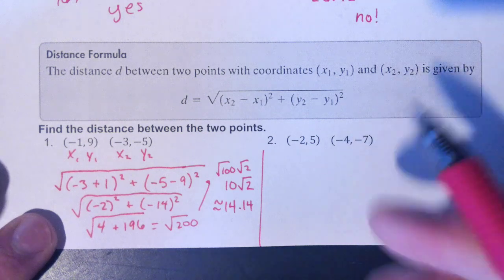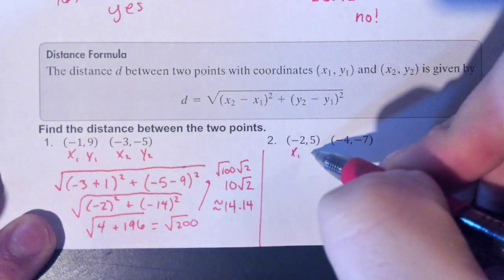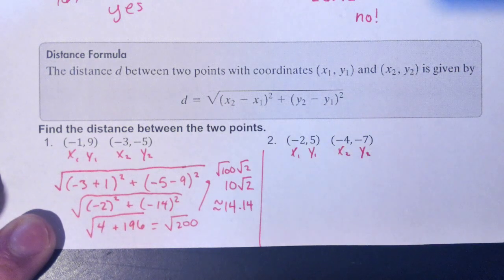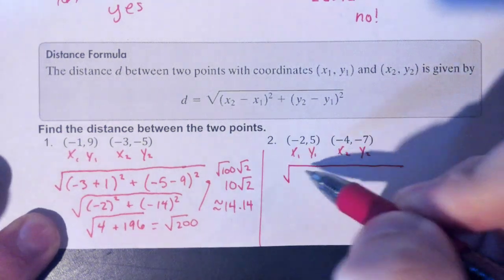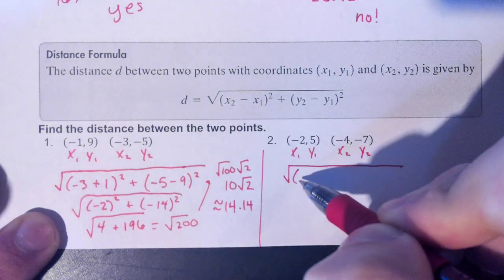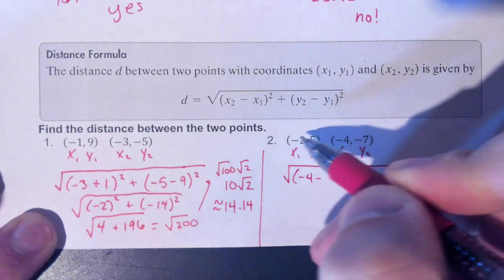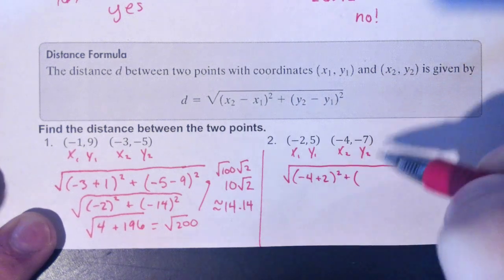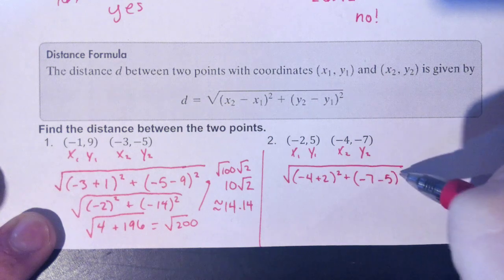Let's look at 2. Maybe you try this one by yourself, maybe not. I don't care. Start by labeling your points x1, y1, x2, y2. And then all I got to do is plug them into that simple formula. Square root of x2, which is -4, minus x1, which is -2. So minus -2 makes +2 quantity squared. Plus y2, which is -7, minus y1, which is 5, quantity squared.